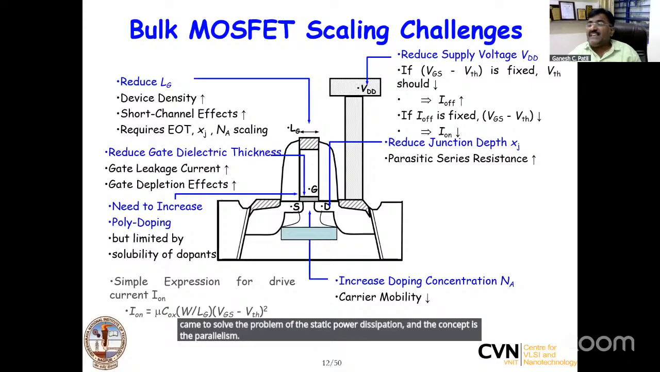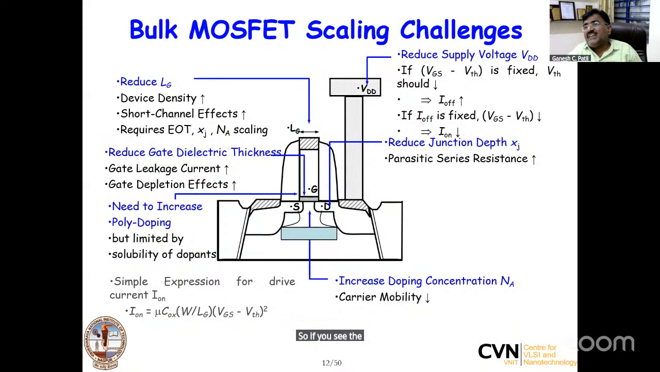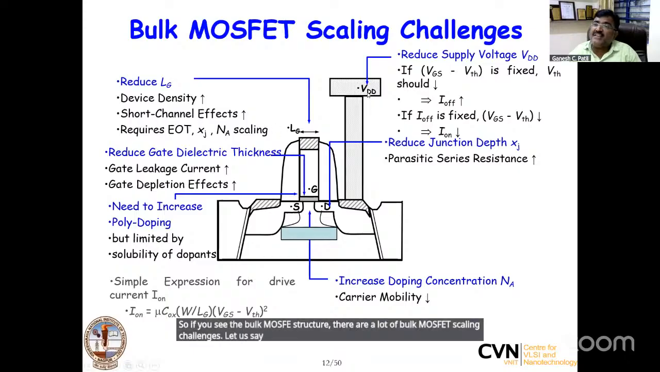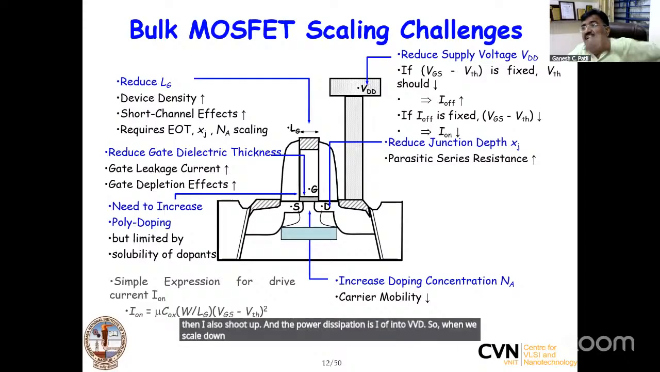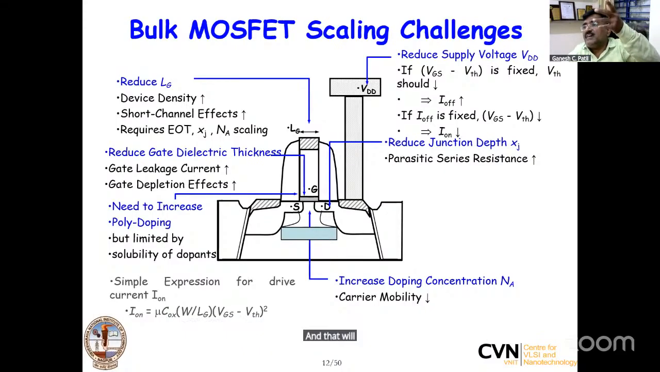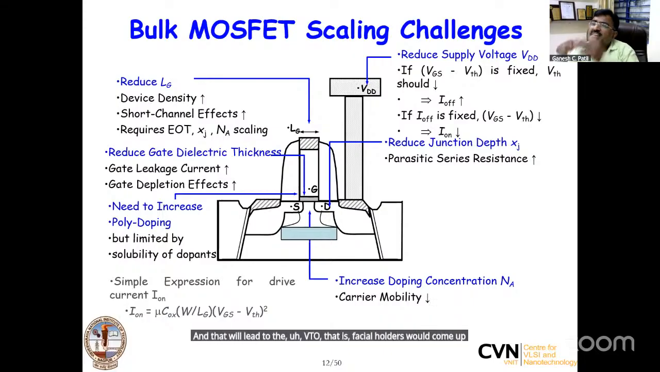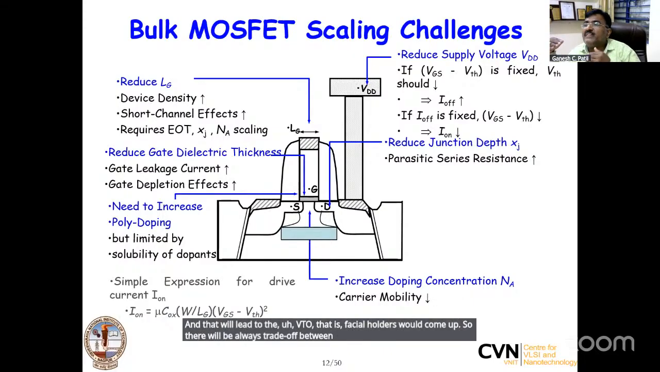If you see the bulk MOSFET structure, there are a lot of bulk MOSFET scaling challenges. For example, if we scale down the VDD, then IOFF would shoot up, and the power dissipation is IOFF into VDD. When we scale down the VDD, ION will try to improve, but at the same time IOFF will also increase, and that leads to the VT trade-off, that is, the threshold voltage trade-off. So there will always be a trade-off between ION and IOFF. ION will improve, and at the same time IOFF will improve.